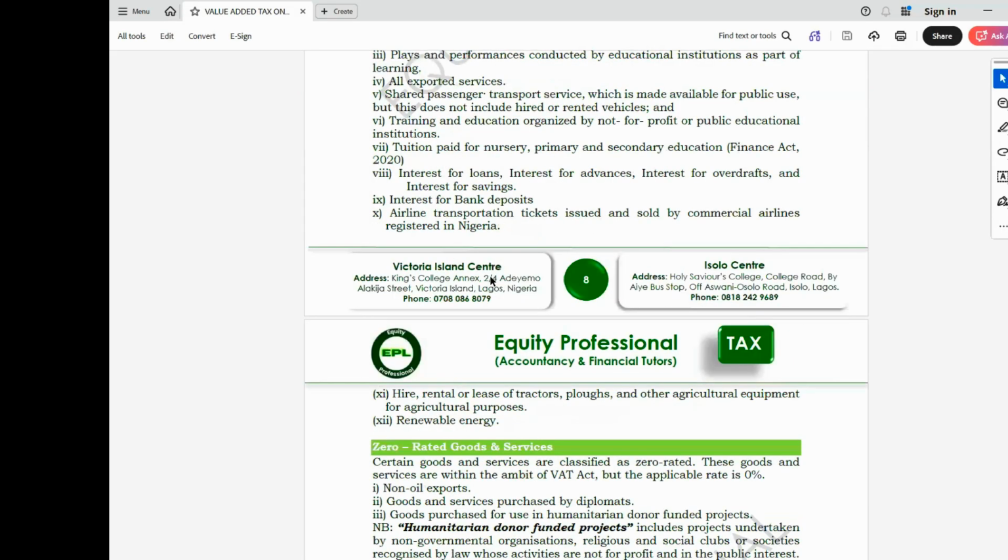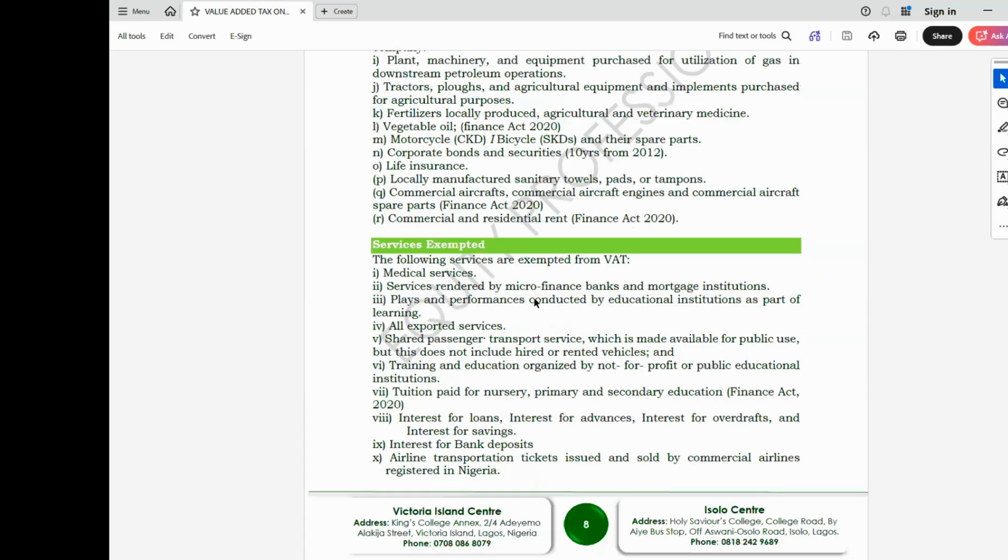Among the exempted services, we have medical services, services rendered by microfinance banks and mortgage banks, plays and performances conducted by educational institutions as part of learning, and all exported services. Why? Because once you export services, they are not consumed here in Nigeria.